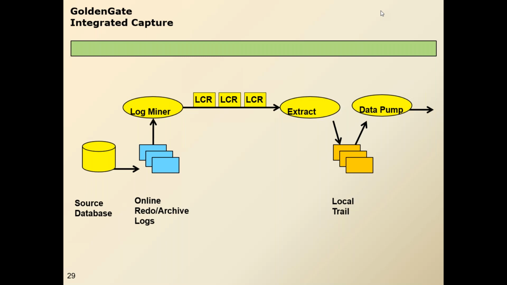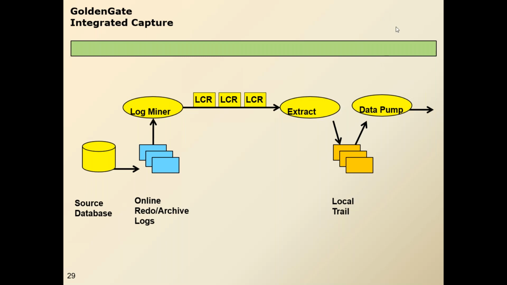Just let me complete. I discussed earlier that there are two types of extract. One is integrated and the second is classic. Integrated capture was introduced in GoldenGate version 11.2.4. So what is this integrated capture? What is the difference between classic and integrated?